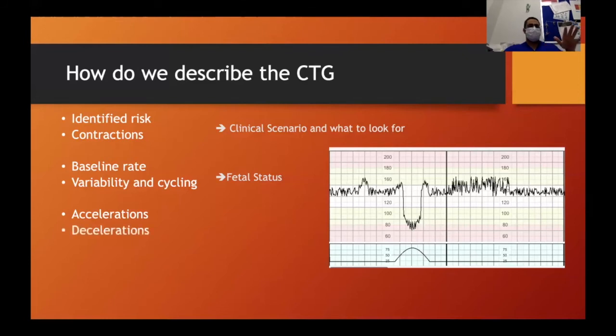Decelerations are basically the drop, 15 for 15. And there are 3 types: early, late, and variable. Early is usually for head compressions. Late is usually a delayed drop or a delayed recovery, and that means that there's a chemoreceptor component to the deceleration. Variables are the most common, 85% or more of decelerations are variable, and it's just for cord compressions. They're sharp down, sharp up. And those tell you how baby's responding.